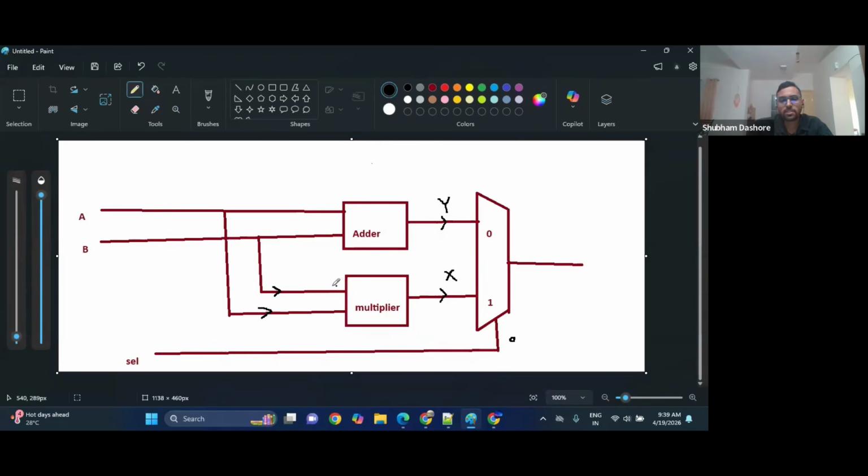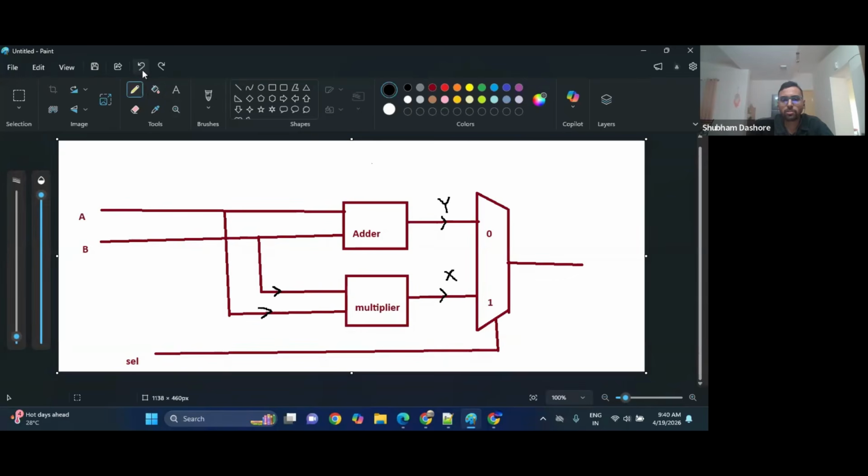So we can see the toggling will be there in these two lines, the multiplier is still functioning, so it is consuming a lot of power. It is performing some heavy computation task. We don't want this. So what technique can we use here?